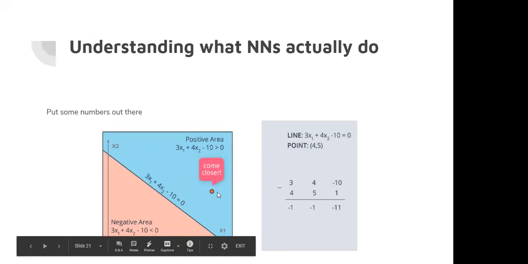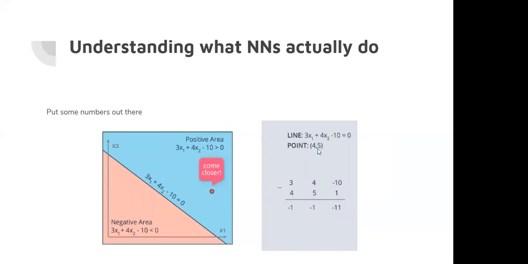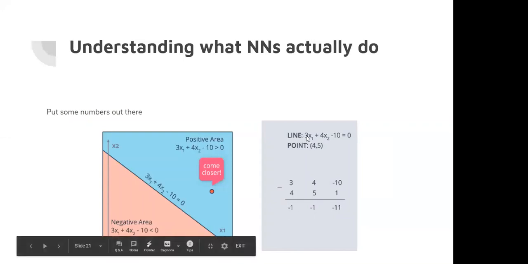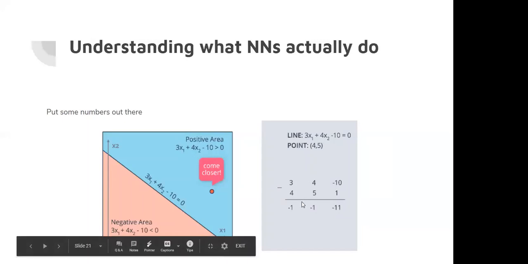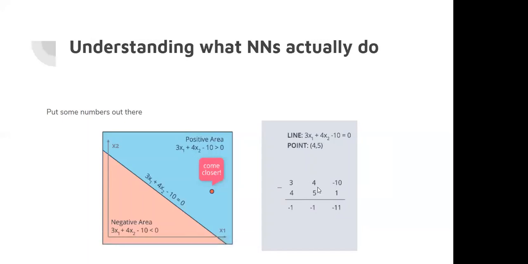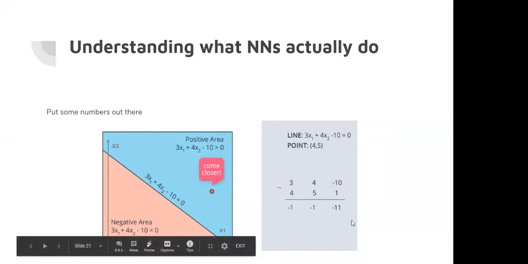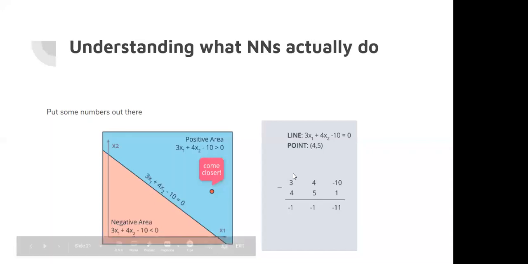It's a red point on the blue side. If you want this boundary to move closer to this point, these are the coordinates of the point. You just subtract those coordinates from the weights of this line. These coefficients 3 and 4 and minus 10, you subtract the coordinates of the point from these. You'll get some number. However, there's a catch to this.